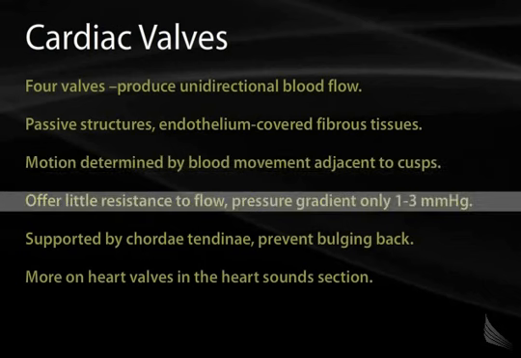These valves offer very little resistance to flow when they are open. Obviously, when they are closed, they do not allow blood to flow. A normal pressure gradient across an open cardiac valve is approximately 1 to 3 millimeters of mercury. When valves have a higher pressure gradient across them, this is what we call a stenotic valve.